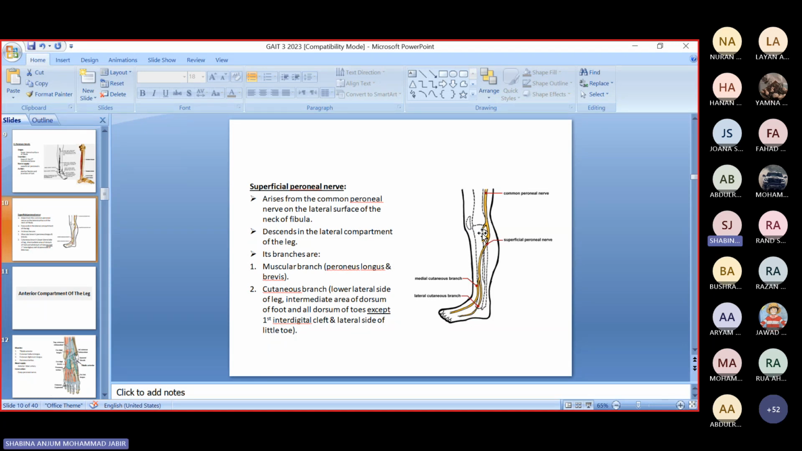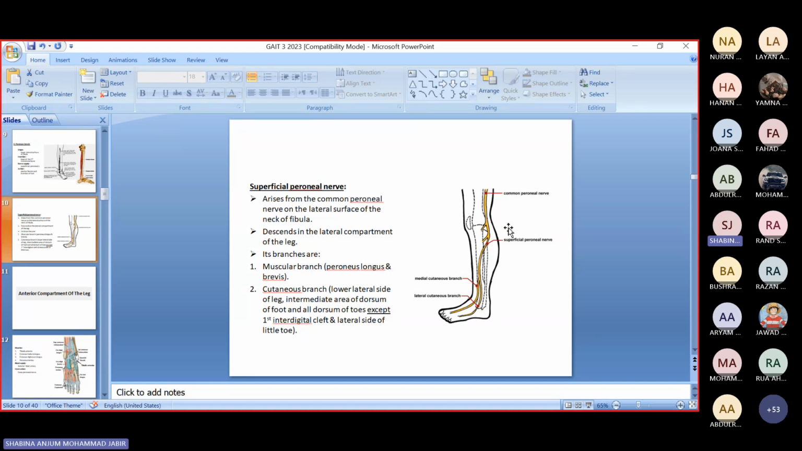So you can imagine if there is any fracture at the neck of the fibula, what will happen? It will cause injury to the common peroneal nerve. Okay, so it will go into the lateral compartment. So what branches it can give? It will give branches to the peroneus longus and brevis. Okay, then it will give cutaneous branches. Cutaneous means for the skin.